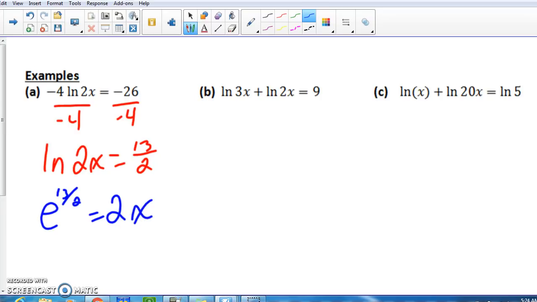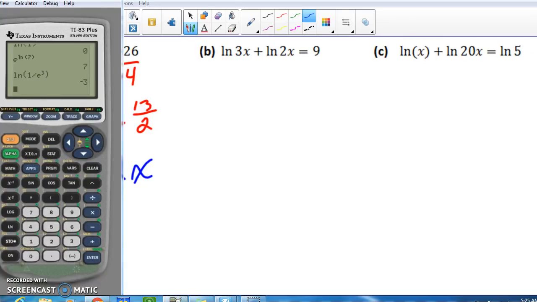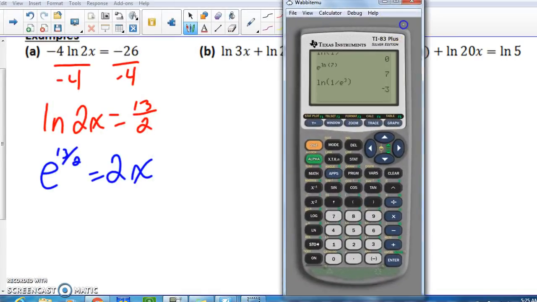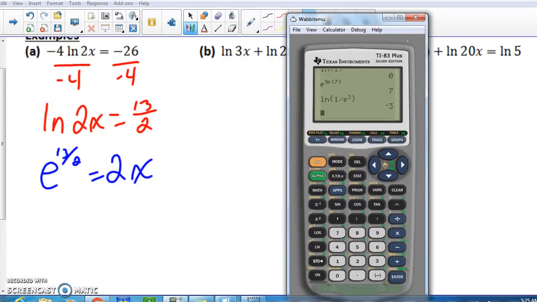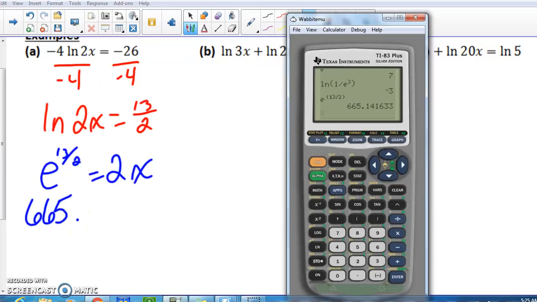Okay, well, all my rules about these decimals to four place values still work, meaning if I need to find e to the 13 over 2, I hit e, and I put in 13 divided by 2. And it's going to give me a value. It's a large value. We're going to deal with it. I'm going to say that's 665.1416.